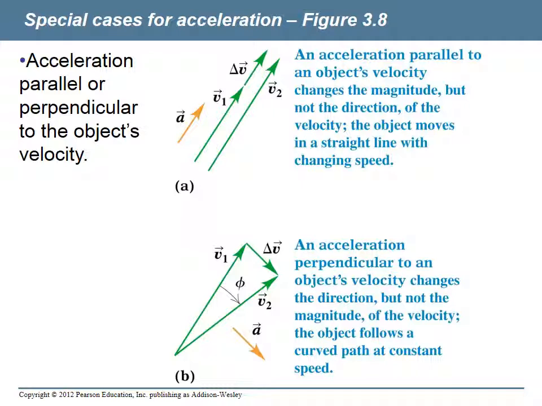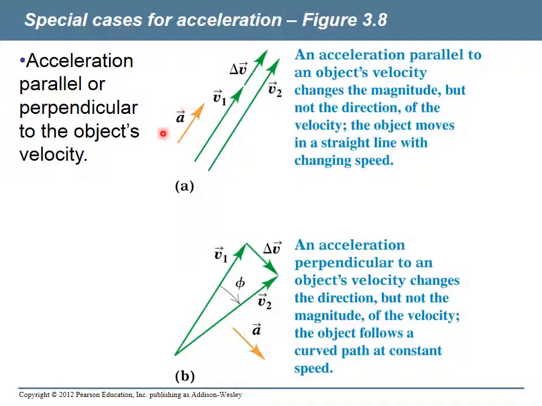It has the exact same direction as velocity 1, but it has a longer arrow, so it has a bigger magnitude, it has a larger speed. It has the same direction, but a larger speed. So an acceleration parallel to an object's velocity would change the magnitude of it, but it would not change the direction at all. It would continue moving in a straight path.